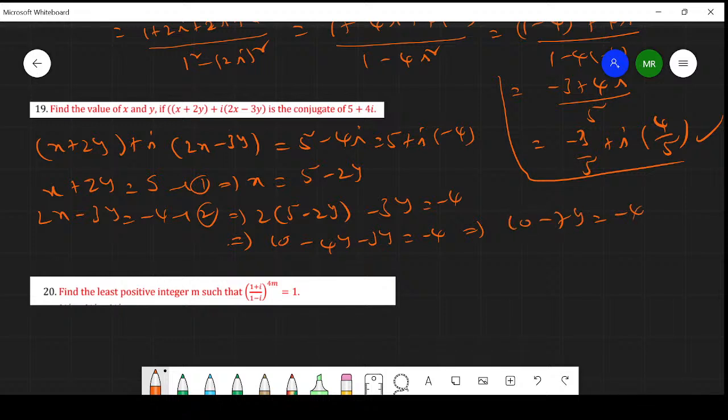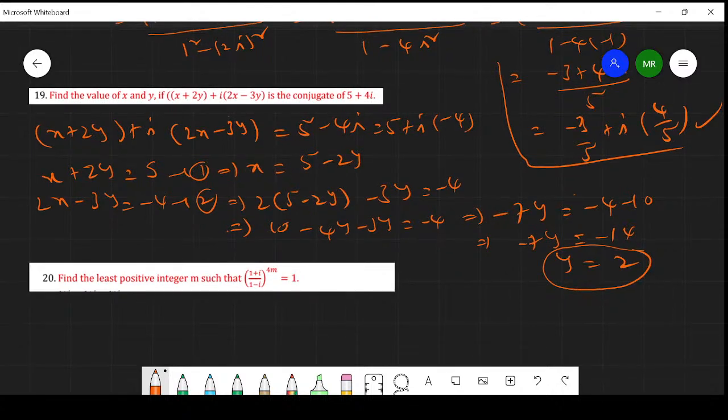Transfer that side. I will do one thing here itself, transfer this side. Minus 7y equal to minus 4 minus 10. So you will get minus 7y equal to minus 14. Y is equal to 2. We got y value 2, right. Then we got y is equal to 2.